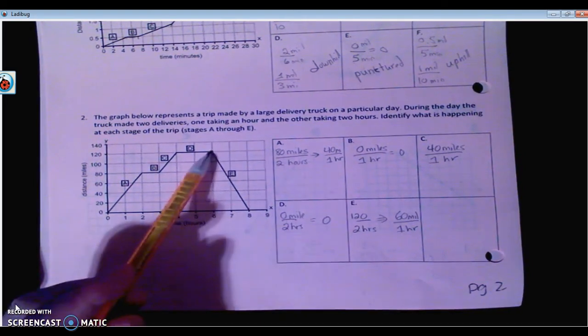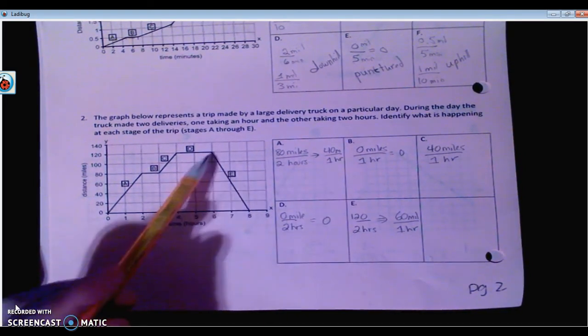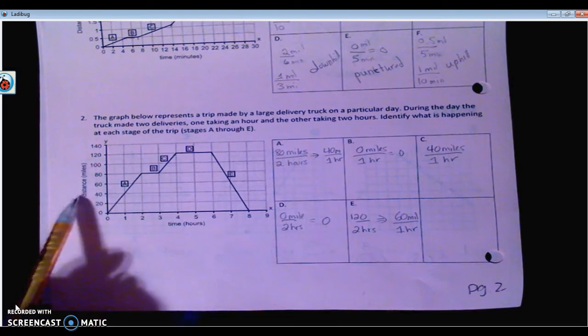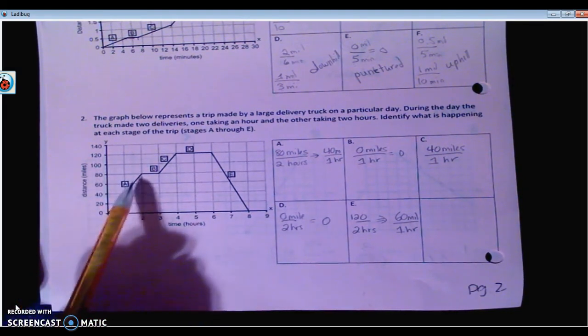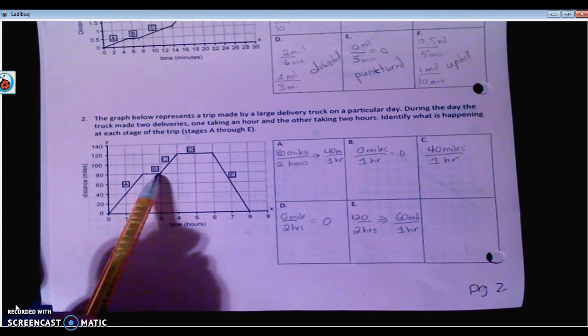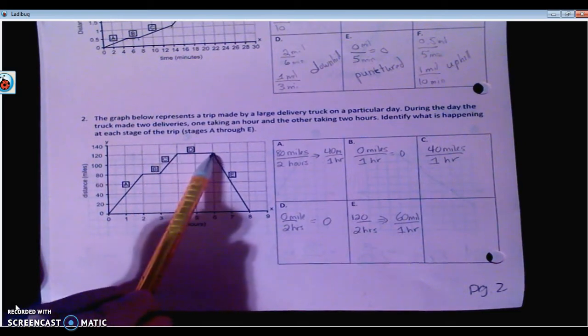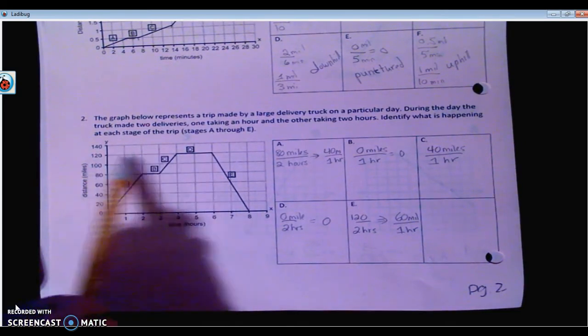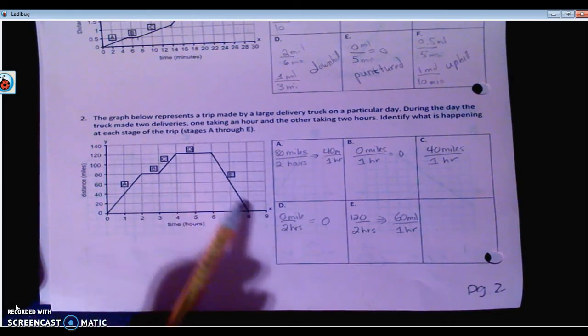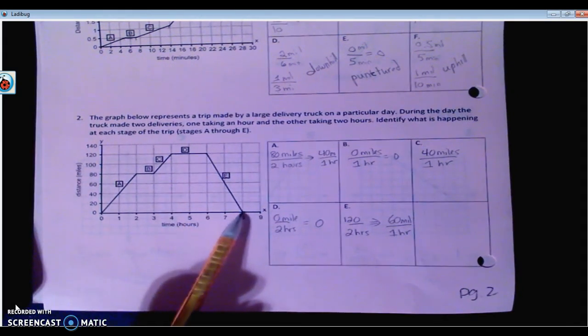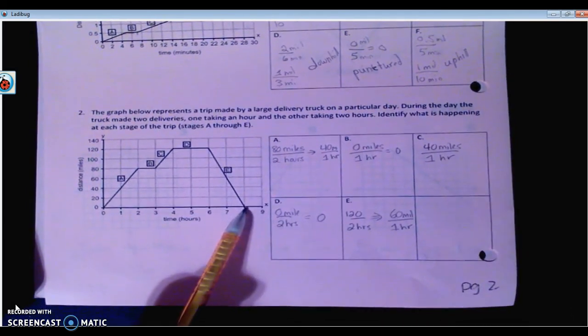Now, the interesting thing about E is that sometimes people go like, oh, he must be going downhill. Remember, this is the distance he is from where he started. So he's driving away to his first delivery. He drives further to his next delivery. So at this point, he is 120 miles away from his starting point. So now he is returning home. So this x-intercept right here tells us that his total day took him 8 hours.